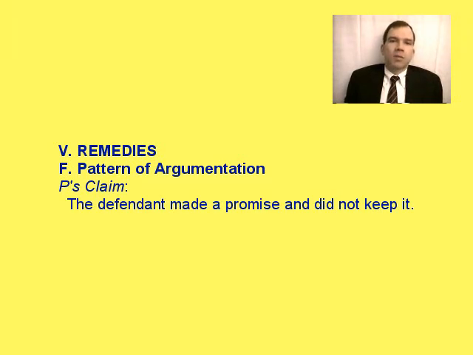Now, what is the pattern of argumentation that arises in remedy cases? Well, the plaintiff starts out with a simple claim that the defendant made a promise and didn't keep it. The defendant then might raise a number of defenses, such as there was no offer and acceptance, or there was no consideration, or I've kept the promise. The defendant then might make a variety of replies to those defenses. Maybe the plaintiff will succeed and maybe the plaintiff won't. If the plaintiff does succeed, then the plaintiff may seek to obtain certain remedies.